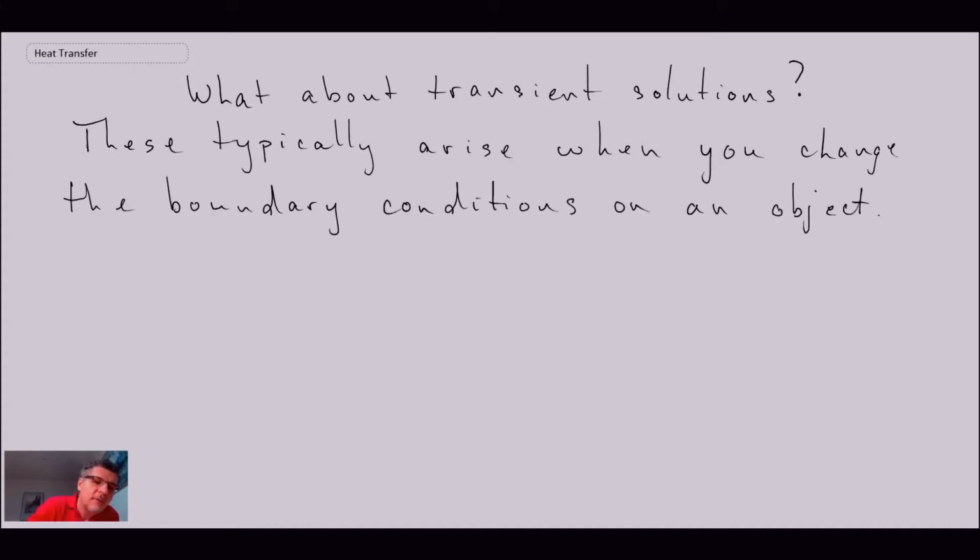Okay, so we know that this is what happens when you change the boundary conditions on an object. And so you go from one initial boundary condition to some new boundary condition, and then you're studying what happens as a function of time. And what we're going to do is take a look at a number of different methods of solution when we look at transient conduction analysis.